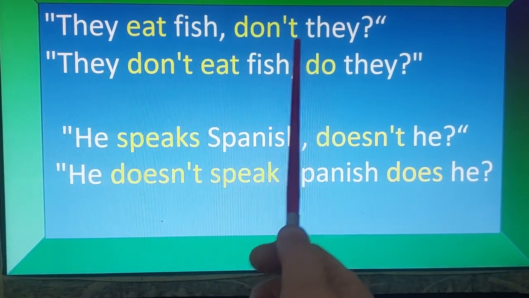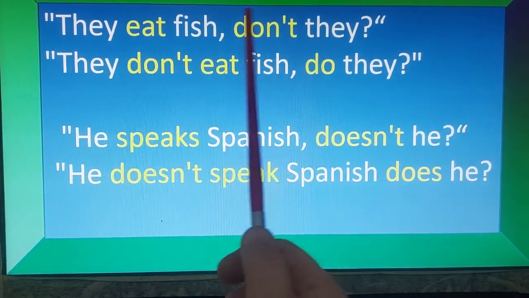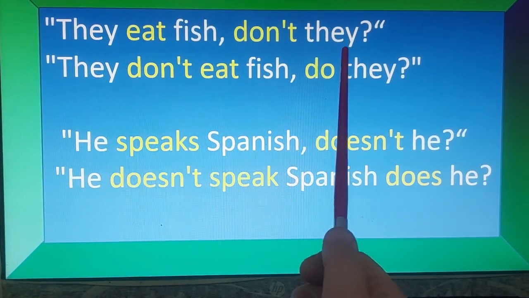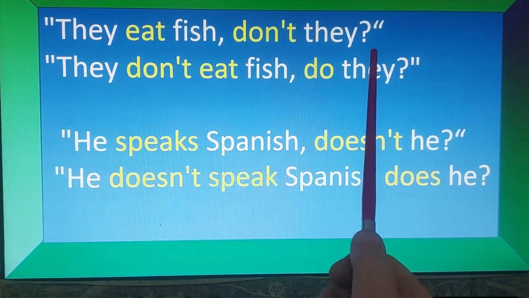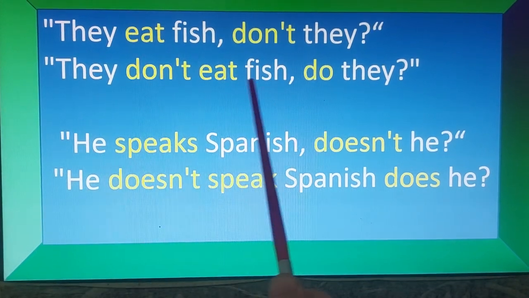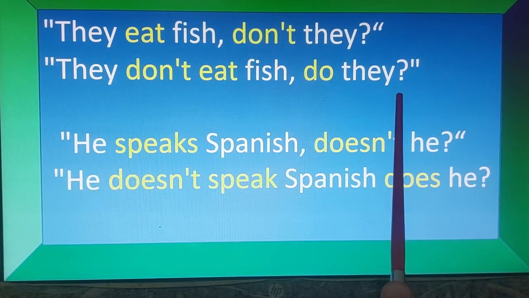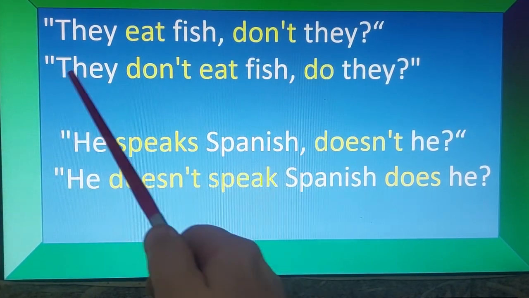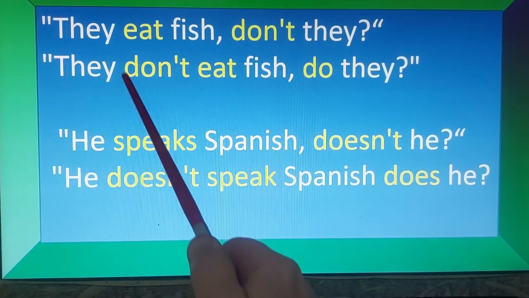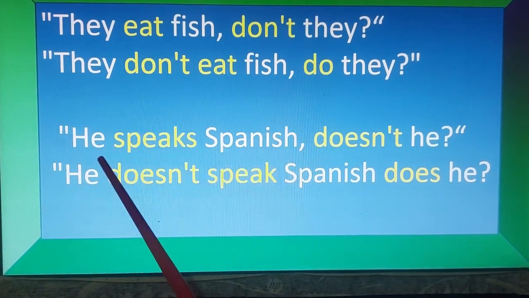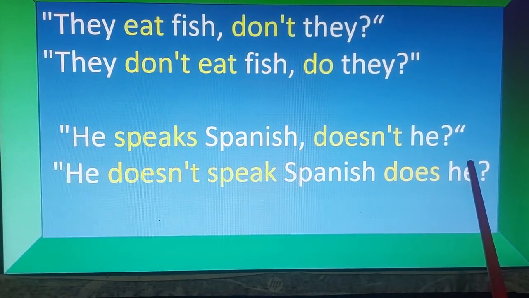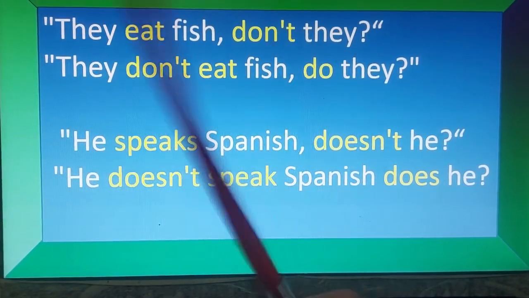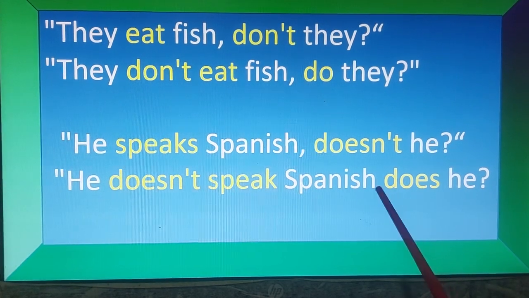Why do we put don't? Because if it's negative, we say they don't eat fish. But here it's a tag question, we say they eat fish, don't they? They don't eat fish, do they? Negative, don't eat. It's not they doesn't, we say they do not. So we say they don't eat. He speaks Spanish, doesn't he? He doesn't speak Spanish, does he? There's a comma here, sorry.